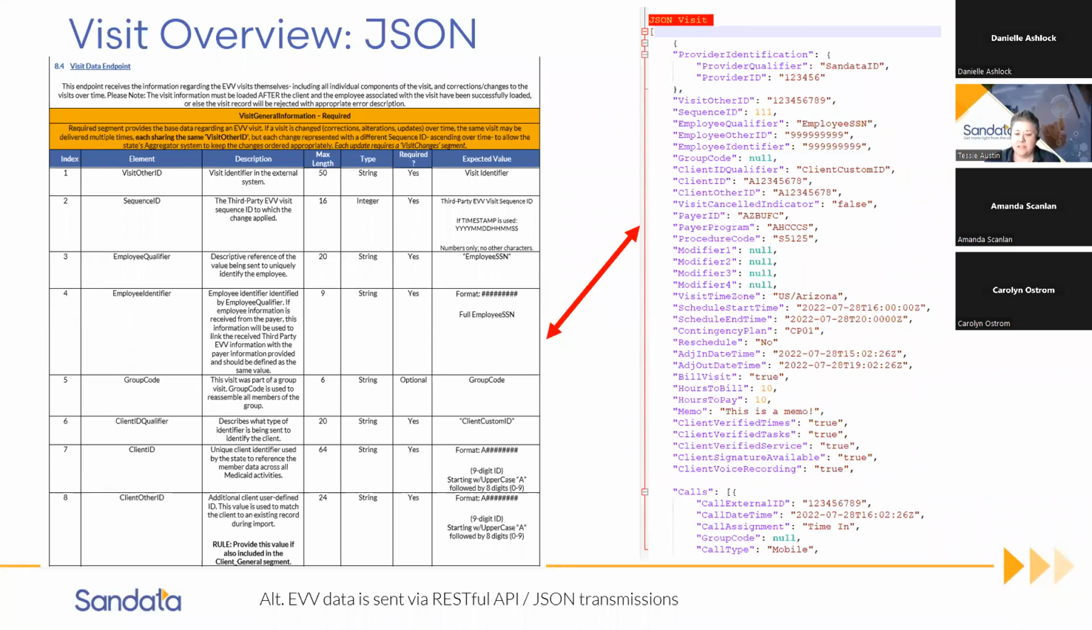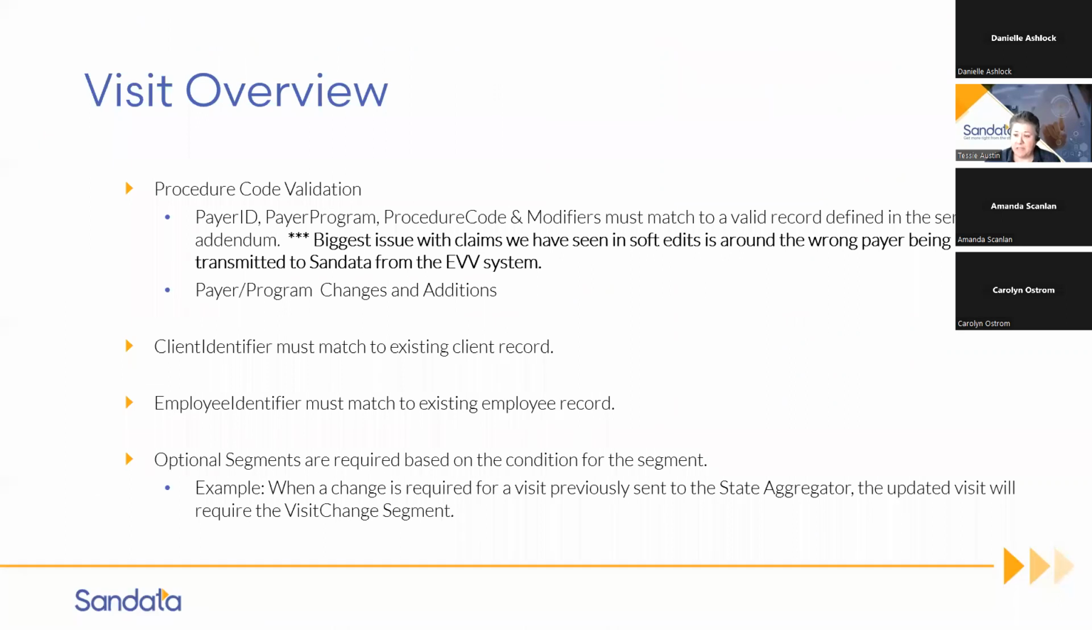On the next slide, there's a little bit more on the visit overview because this is a big piece of the program. The procedure code validation, I want to make sure that this is called out because I've worked with some vendors, providers, and some of the MCOs on this recently since we're getting ready for hard claims edits. And I know that everybody wants to get paid. So the payer ID, payer program, procedure code, and modifiers must match to a valid record defined in the service addendum.